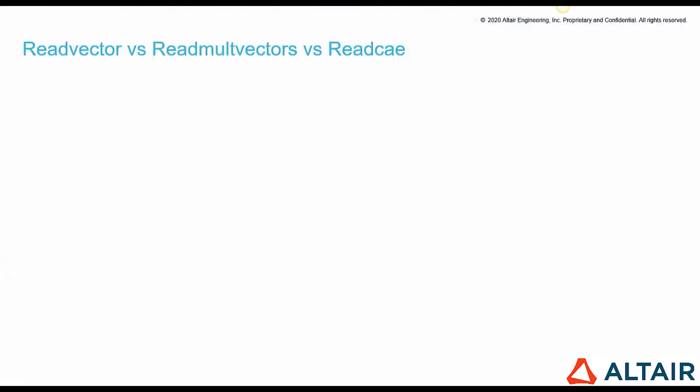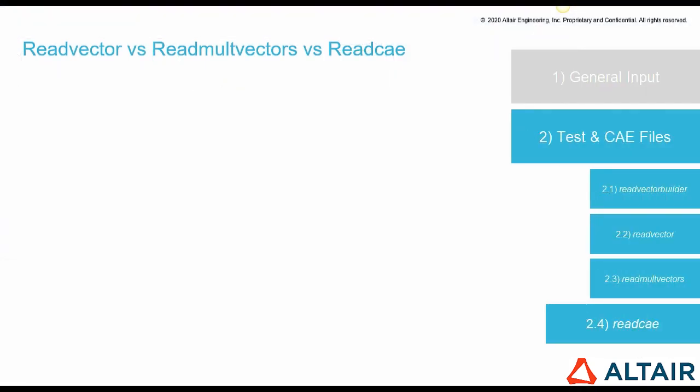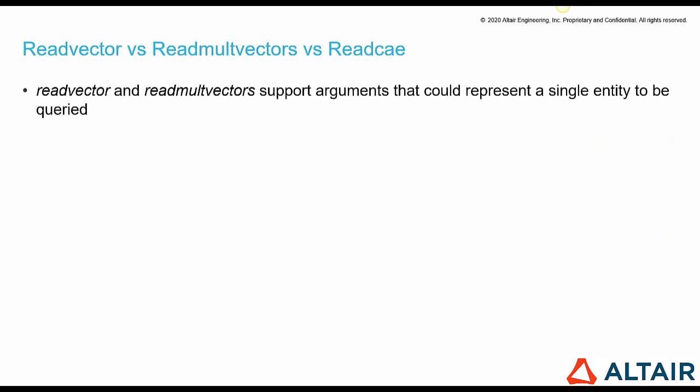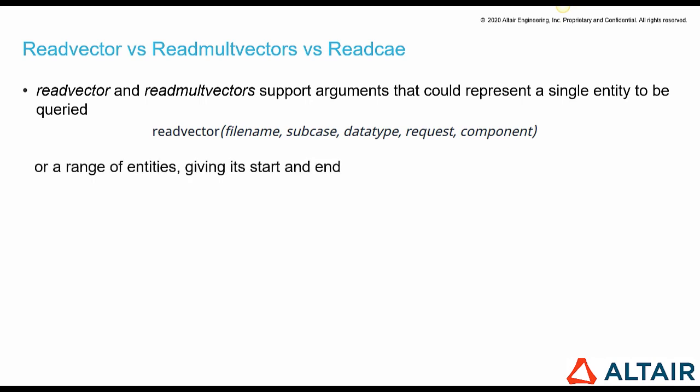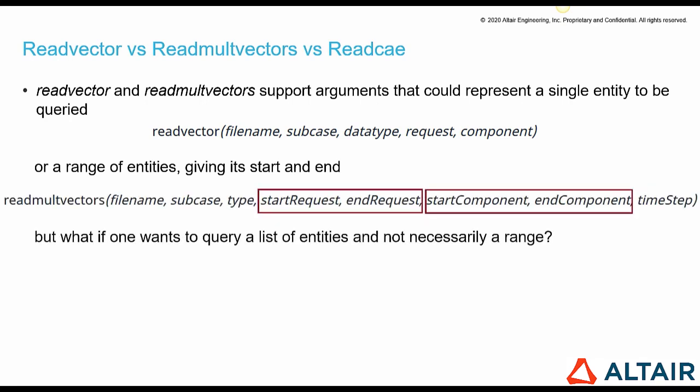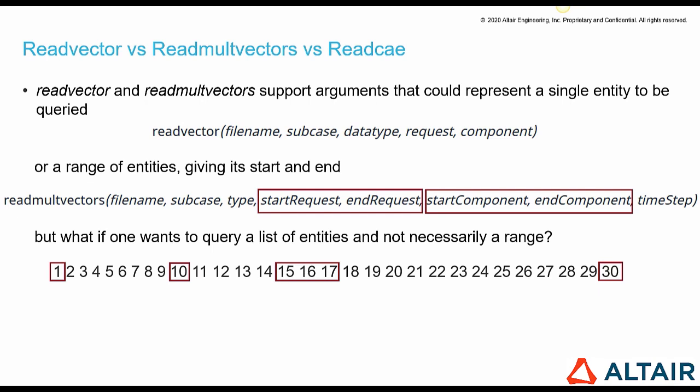We are now about to explain our last read in today's video, which is readCAE. So, read vector and read mode vectors support arguments that could represent a single entity to be queried or a range of entities, given its start and end. But what if one wants to query a list of entities and not necessarily a range? To exemplify the situation, let's think about querying an entity list comprised by 1, 10, 15, 16, 17, and 30.